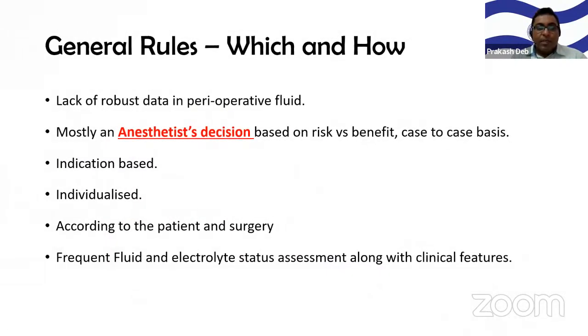So what we can conclude is that there are some general laws, because there is a lack of robust data in the perioperative period. So it should mostly be an anesthetist's decision based on the knowledge of the risks of a particular fluid and the benefit of administering that fluid in a particular patient and surgery. It has to be decided on a case-to-case basis rather than following a strict rule. It has to be indication based, individualized, and dependent on the patient comorbidity and the surgery. One important point is that not only the volume but also the choice of fluid should change based on the assessment of the electrolytes, fluid status and the clinical features intraoperatively.